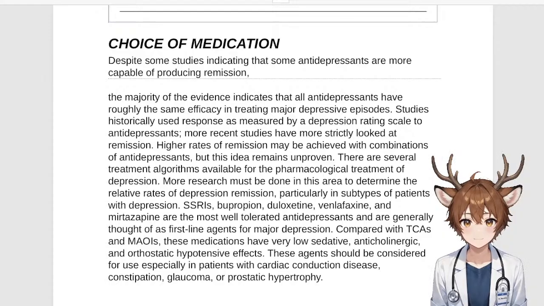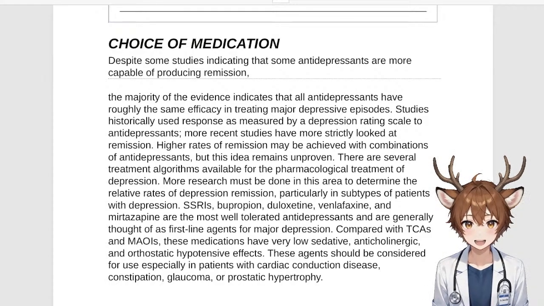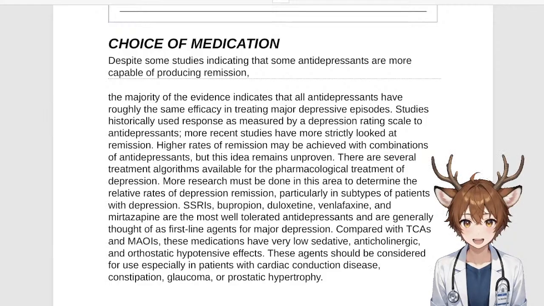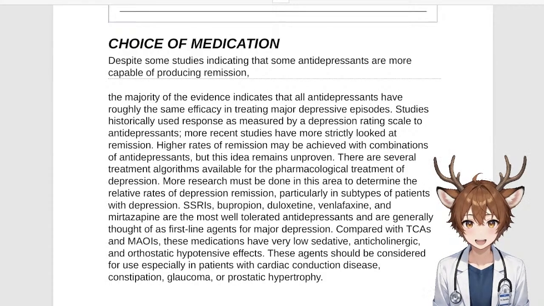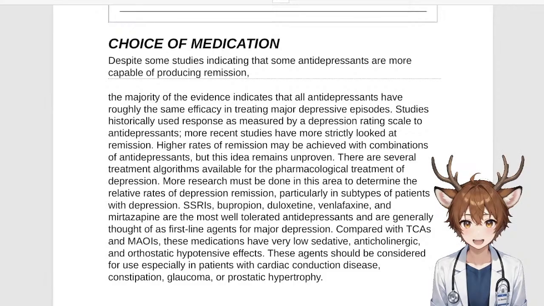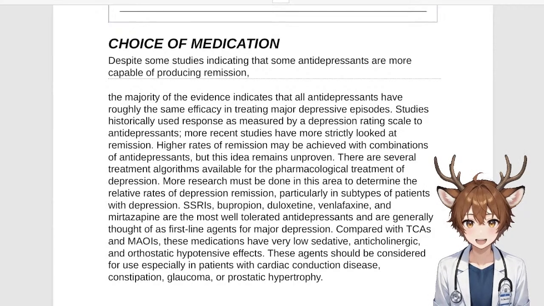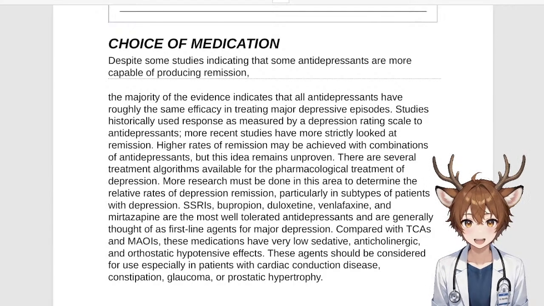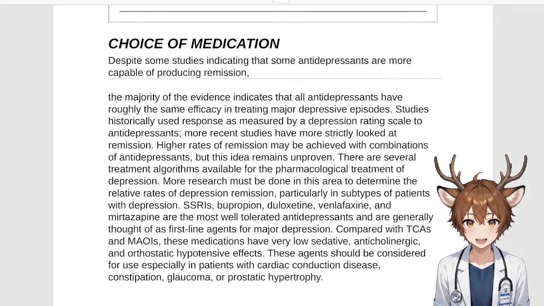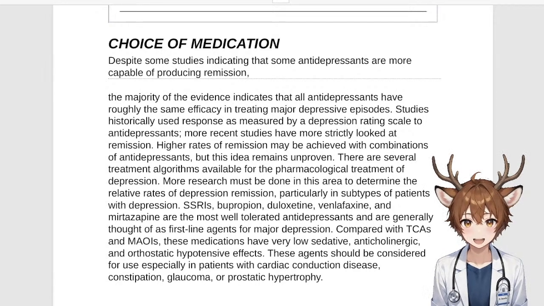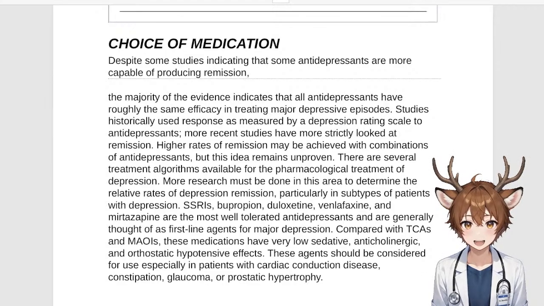Choice of medication. Despite some studies indicating that some antidepressants are more capable of producing remission, the majority of the evidence indicates that all antidepressants have roughly the same efficacy in treating major depressive episodes. Studies historically used response, as measured by a depression rating scale, to antidepressants. More recent studies have more strictly looked at remission. Higher rates of remission may be achieved with combinations of antidepressants, but this idea remains unproven.